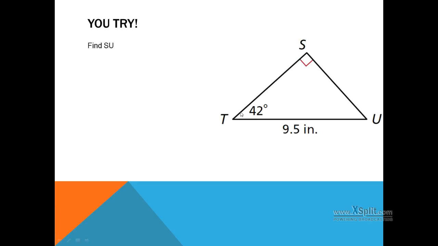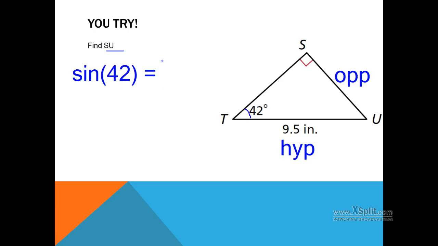For this very last problem here, our triangle's upside down, but we'll go through it pretty quickly. Do notice that our hypotenuse is now on the bottom. Relative to the angle that we know, if we want to know SU, this distance over here, that's the opposite side. Opposite and hypotenuse, remember we need to use sine. So we'll use sine of 42 degrees is equal to our opposite side, SU, over our hypotenuse, 9.5.